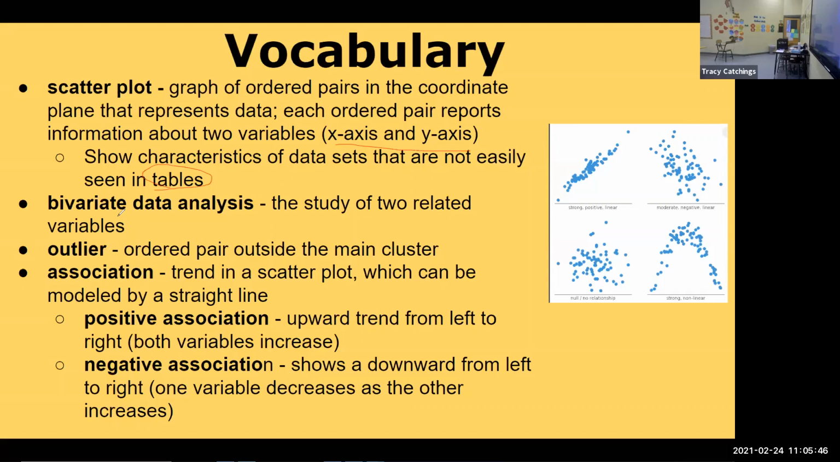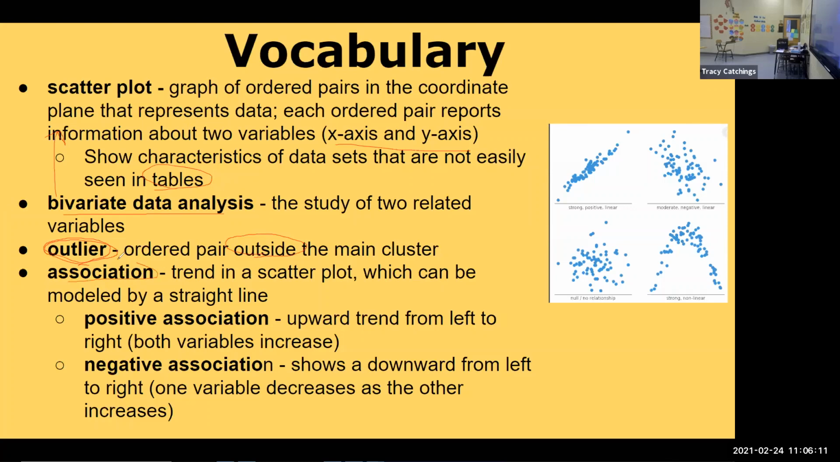I can't tell you. All right, and bivariate data analysis is the study of two related variables, or in other words, that's what a scatter plot is known as, a bivariate data analysis. And then an outlier. We've experienced outliers before when we did dot plots. That's the ordered pair outside the main cluster, and we'll easily know it's an outlier because it's way off away from everything else.